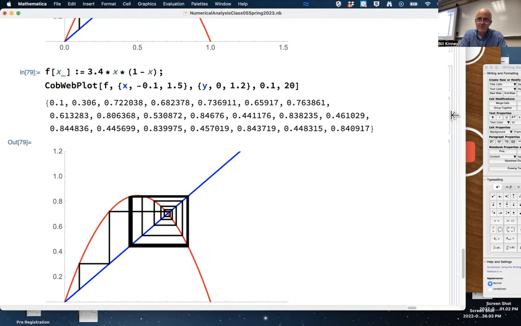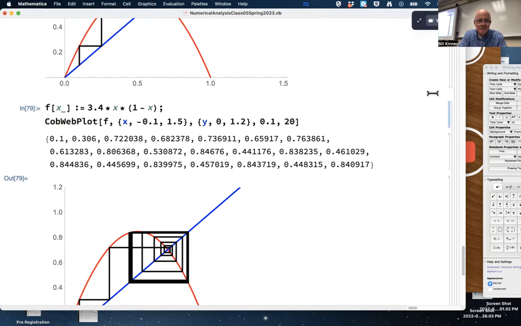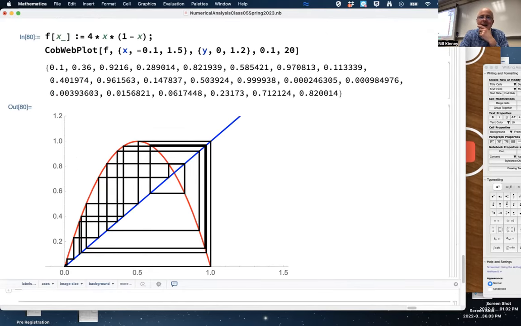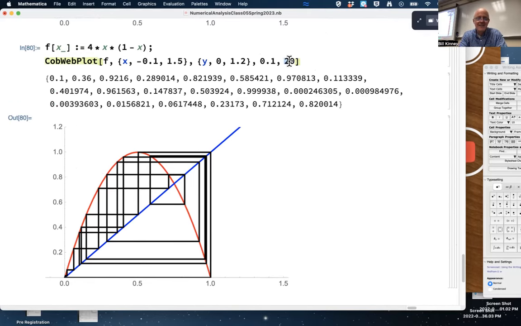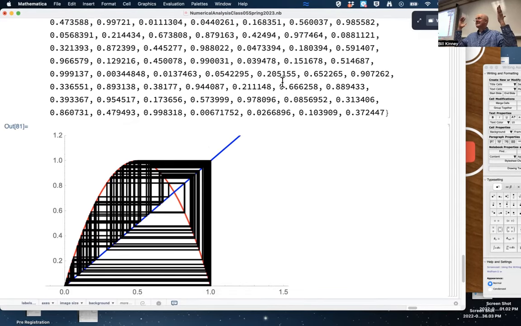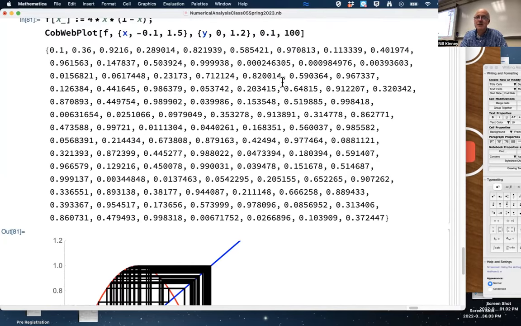All right, do you want to see the cobweb? If I make the function be, say, 4 times x times 1 minus x. It goes all over the place. Doesn't even converge. That's a recursive sequence that's not converging to anything. The numbers bounce all over the place.